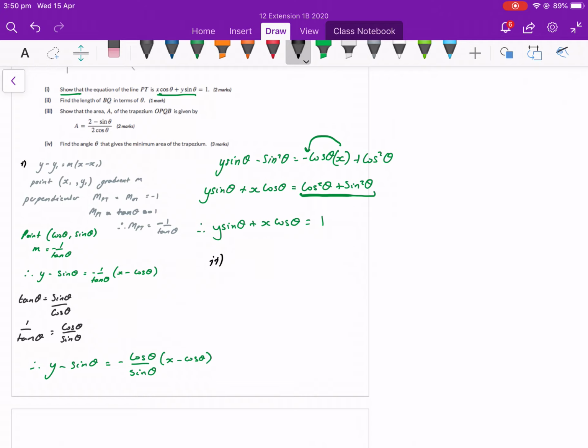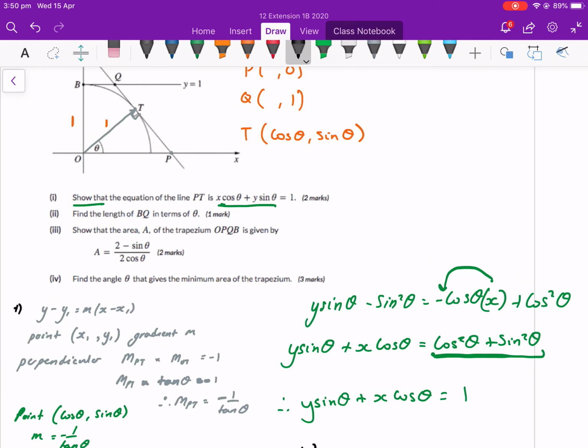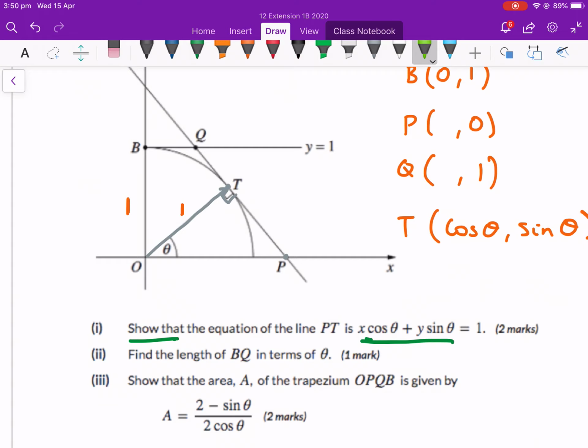It's not asking you to do that directly. The challenge here, and why this is a bit more difficult, is because you have to make those connections yourself. Now, part 2 is asking us to find the length of BQ in terms of theta. So BQ, let's just identify this in our diagram. BQ is this length here. Now, the length of that is actually just the x-coordinate of Q. So it's this value here, which we'll call x1. Now, we don't know what that is at the minute, but we do know that Q passes through our line PT. And if we can find the x-coordinate of Q, that will actually tell us the length of that line.